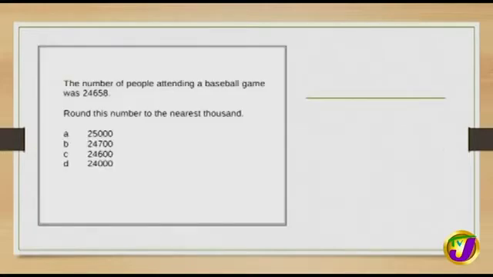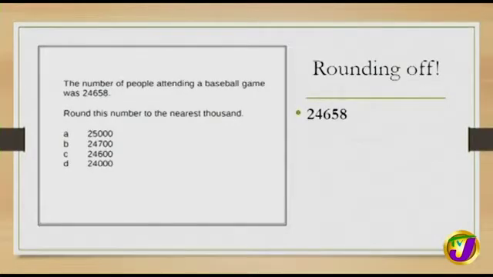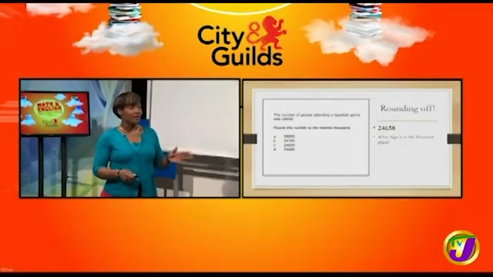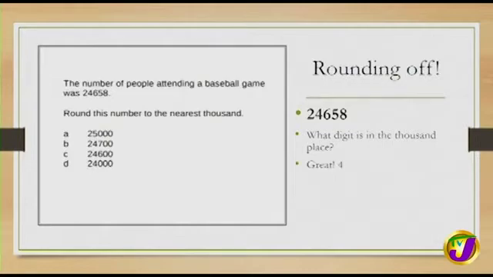So the first question, the number of people attending a baseball game was 24,658. Round this number to the nearest thousand. So we're rounding off. We look at the number. What's the first thing we want to do? What digit is in the thousand place? So the 8 is in the ones, the 5 tens, the 6 is in the hundreds, and the 4 is in the thousand place. So we have identified the number that we're rounding off to, 4.